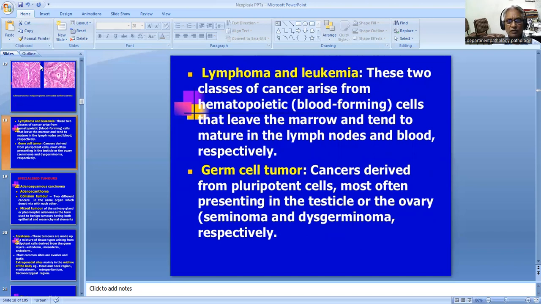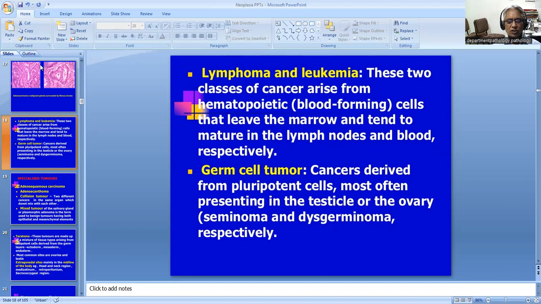Lymphoma and leukemia, these are the two groups of malignant lesions. They arise from two classes of cancers. They arise from hematopoietic blood forming cells. And these cells, which arise from the bone marrow, leave the bone marrow and tend to mature in lymph nodes or in the blood. If they are arising in the lymph node, they are known as a lymphoma. If they are arising or taking growth in the blood, they are known as leukemias.